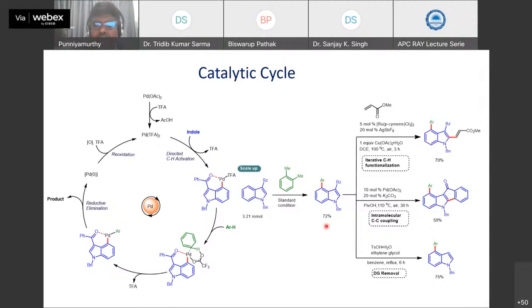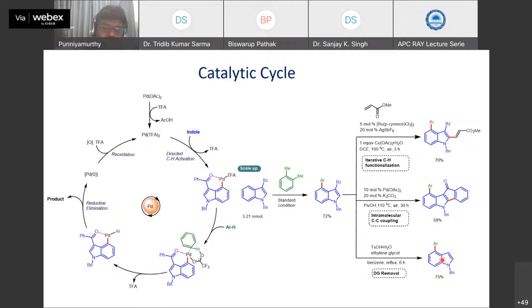Once we have this product, you can try to do further functionalization. For example, you can do the Heck type of reaction, an addition reaction at the C2 position. In this way, you'll be able to get this compound. You can also try to do oxidative coupling between this, and you can get this compound. You can also try to remove the directing group, as we have just seen, using the same toluenesulfonic acid, and this carbonyl group can go, and you can get the 4-aryl indole as a product. So you can use it as a substrate precursor, an intermediate, for a variety of other transformations.